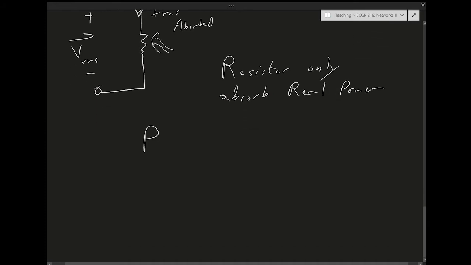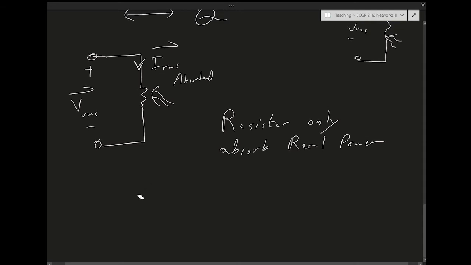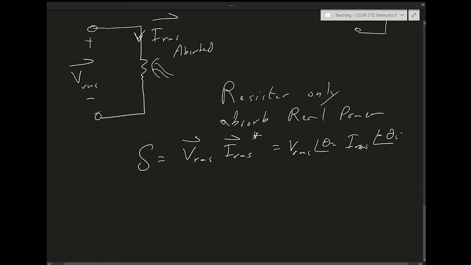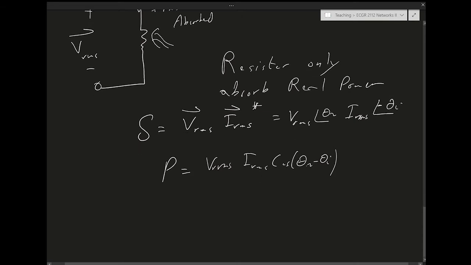Okay? So what's P? Well, let's do S first. S is V RMS, I RMS conjugate, right? So this is phasors. So this is V RMS, theta V, I RMS, theta I. Because it's conjugate, I put a minus sign. And I end up with P. The real part of S is the real power, which is V RMS, I RMS cosine of theta V minus theta I, right? And for a resistor, this is 0. Theta V equals theta I, so the cosine is 1. So it equals V RMS, I RMS. This is larger than 0 using this sign convention. Okay, so the real power is larger than 0.